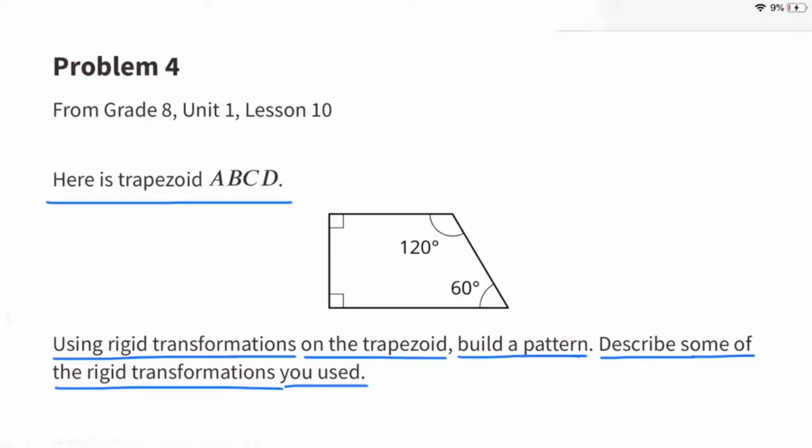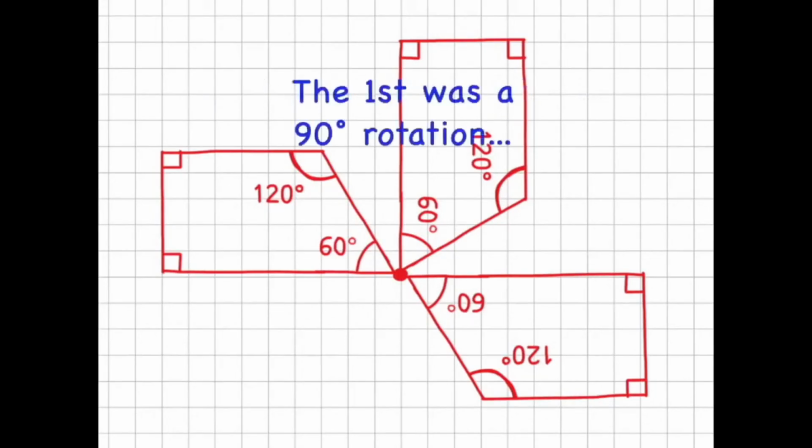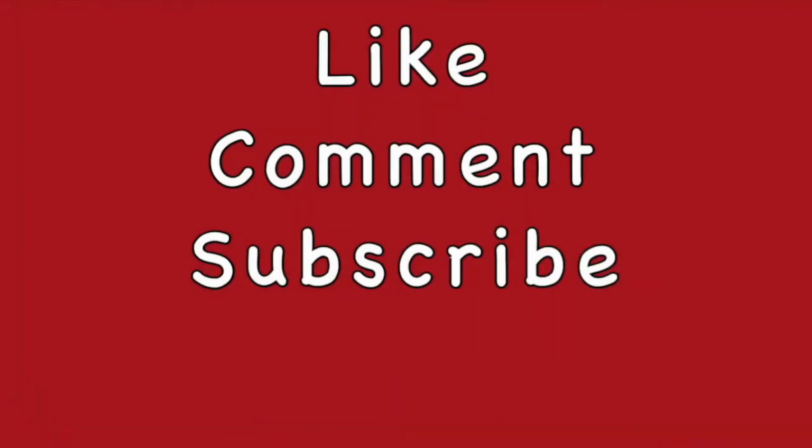Number 4. Here is trapezoid ABCD. Using rigid transformations on the trapezoid, build a pattern. Describe some of the rigid transformations you used. I made 2 clockwise rotations centered at the vertex of the 60-degree angle. My first rotation was 90 degrees, and my second rotation was 180 degrees.